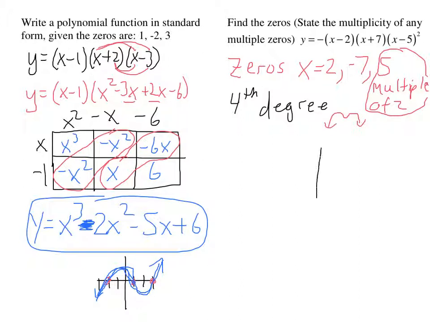Let's make a sketch. Put our zeros and sketch it real quick. So we've got 1, 2, 3, 4, 5. 1, 2, 3, 4, 5, 6, 7. So let's sketch it. Let me see. Put our zeros here. We have a -7. We have a 2. We have a 5. Is that right?